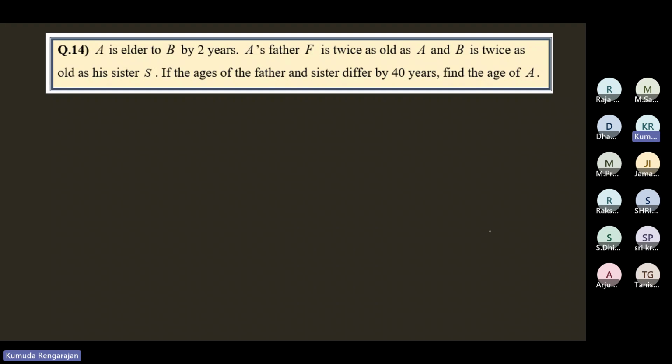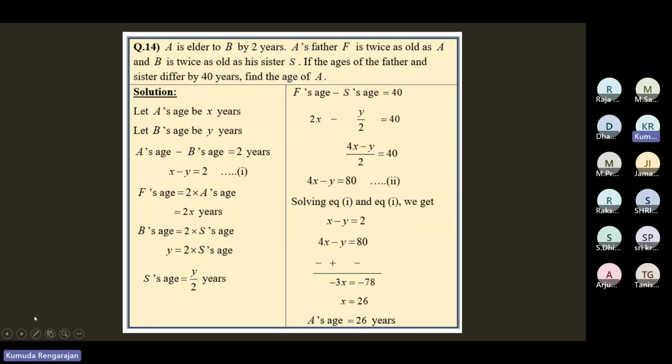Yeah. So now what is the age of A here, children? 26, ma'am. Only one answer? I mean, they only asked A's age, ma'am. No. I meant like, are you getting two different answers for A? No, ma'am. 26. Okay. Yeah. You're all right. A is 26.